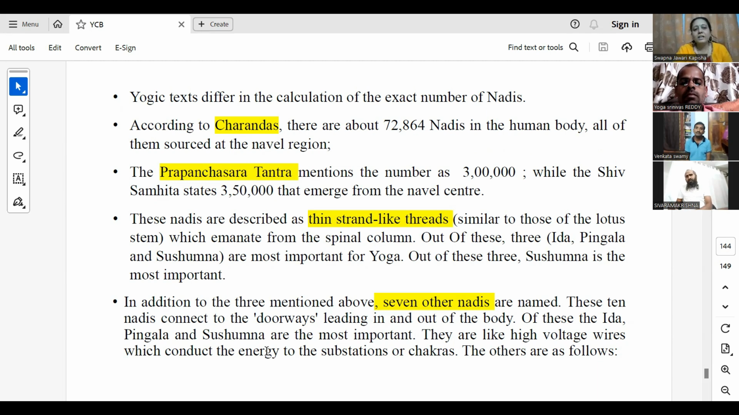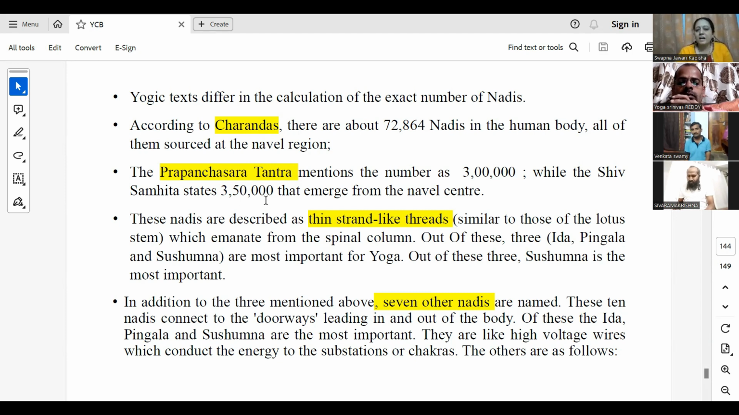There might be a slight difference between the number of nadis given in many textbooks. In general, we usually say 72,000 nadis are present in your body, but in one textbook by Charan Das, they said that 72,864 nadis are present in the human body, and they originate at the navel region.